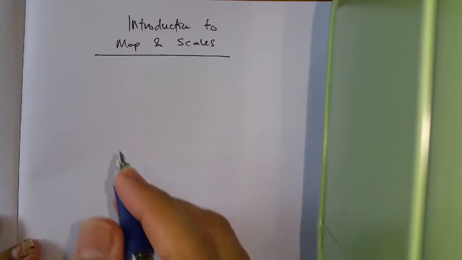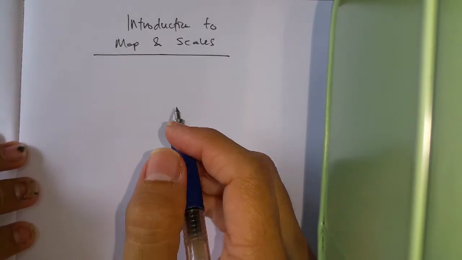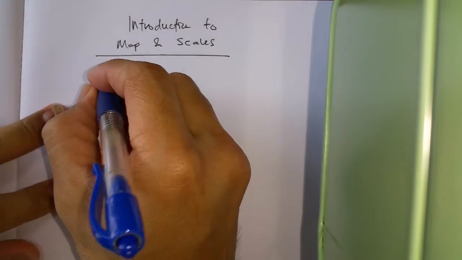So this will be relevant for those in Sec 2 in 2016. All right, before we begin, first things first that we need to know about map and scales are your conversions. Okay, what kind of conversions? These are the ones that we need to know.